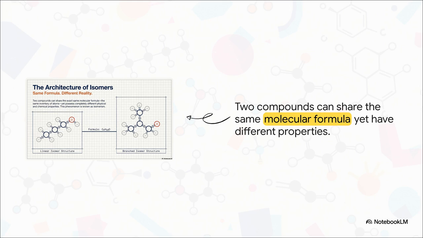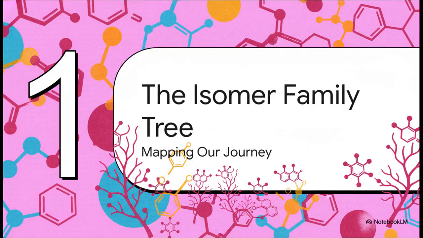One is a straight chain, the other is all branched out. They've got different boiling points, they react differently. I mean, they're entirely different substances, but they're built from the exact same atomic Legos. And that paradox, that's the heart and soul of isomerism. So how in the world do we make sense of all this variety?